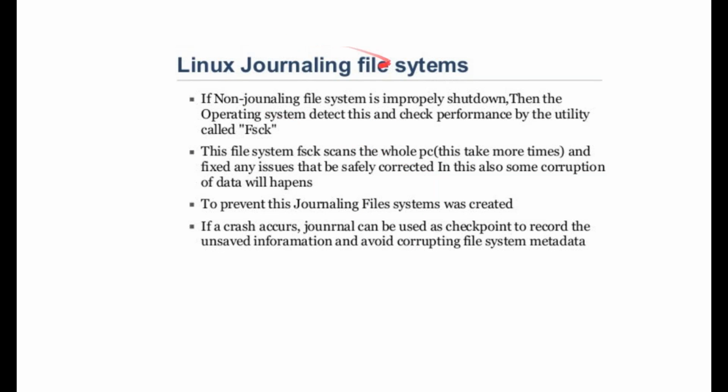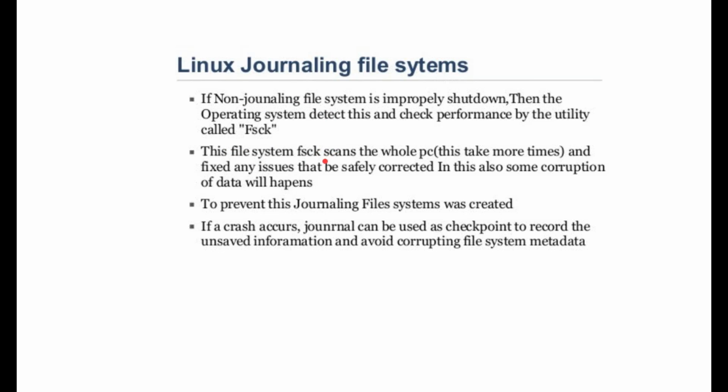So in a Linux journaling file system, if it is a non-journaling file system and your system is improperly shut down, then the operating system detects this and checks it using a utility. If you are not using journaling and your file system is improperly shut down, then you have to do everything with a utility called FSCK, that is your file system check. So you have to use this command utility manually if a journaling file system is not there, if it's not maintaining any log file to repair your file system.